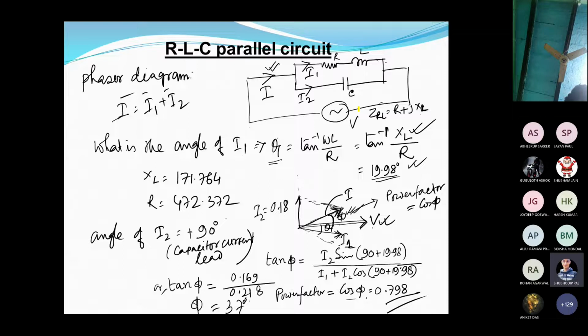Now, as it is a parallel circuit, as I told you, instead of voltage you will be checking from the current perspective. So what is the current? I is actually getting divided into I1 and I2. What is the angle of I1? That is tan inverse of omega L by R. XL you know, and R you also know. XL is this, R is this. So you can calculate the value of theta 1.